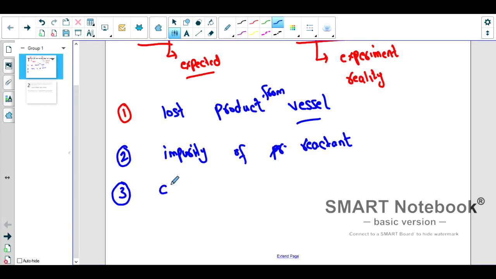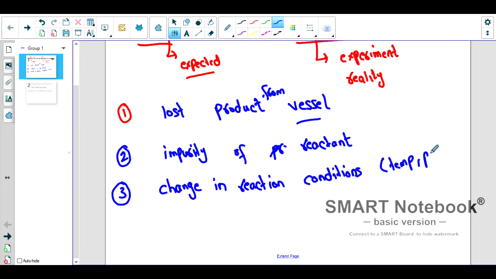Third reason, there is some change in reaction conditions, like the pressure has changed or volume has changed, or any sort of temperature is changed. Like temperature, like pressure. What can be the other reason?